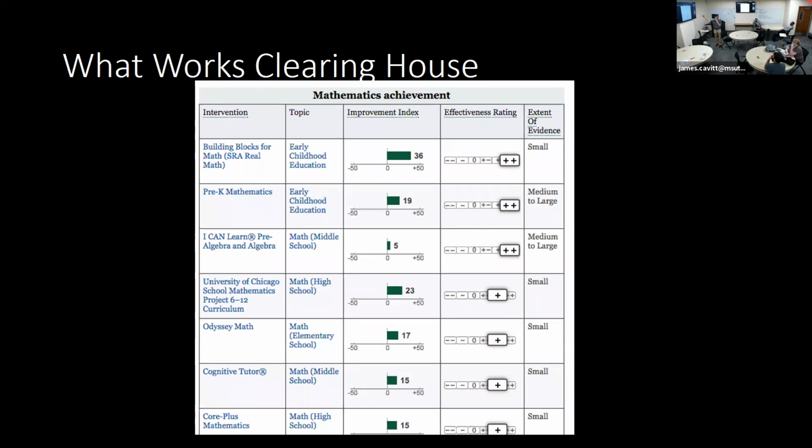Again, see, it makes it easy to identify. Helps you identify if it's evidence-based or not. And see, these are the tools that you need to use to identify your instructional strategies.